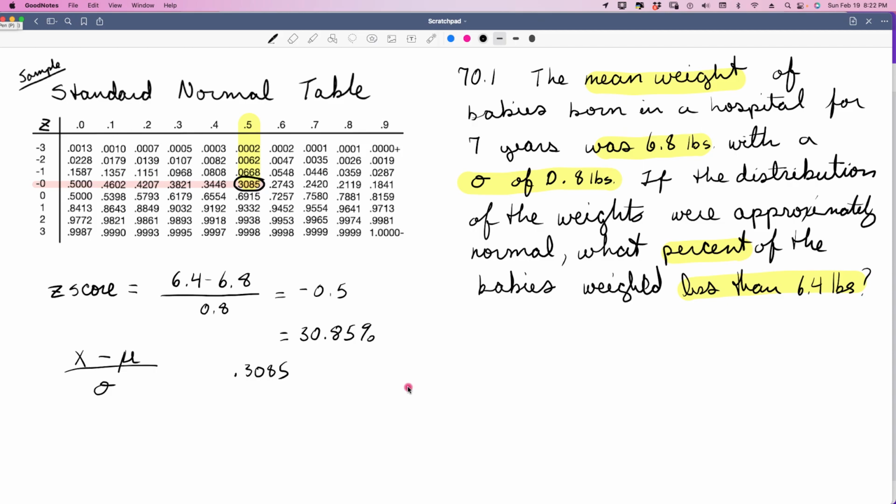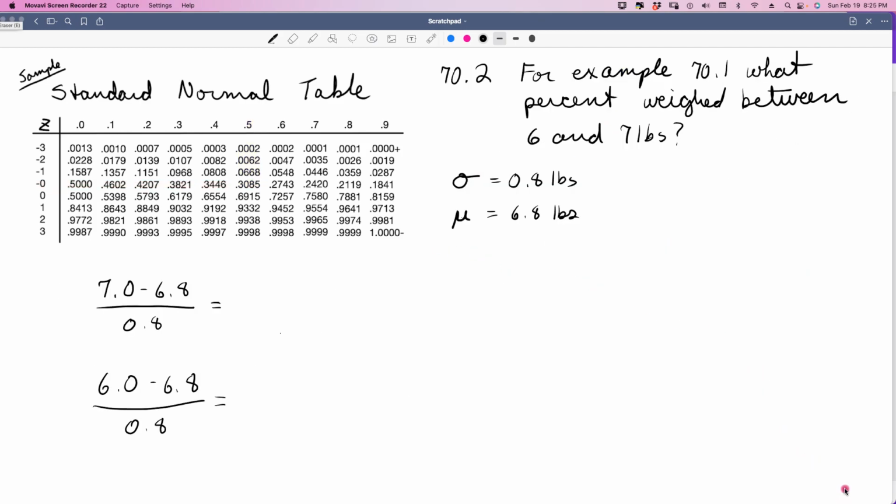So let's try another one. In this problem, we use the information from example 70.1, and it says, for example 70.1, what percent weigh between 6 and 7 pounds? So I pulled our standard deviation from the first problem and our mean. Our standard deviation is 0.8 and our mean is 6.8. So first we find the z-scores for both of those numbers. So I started with 7 pounds.